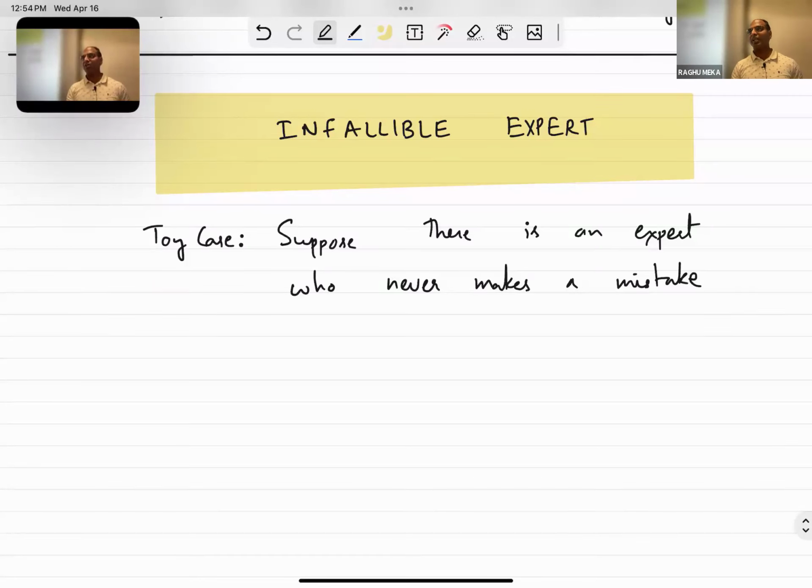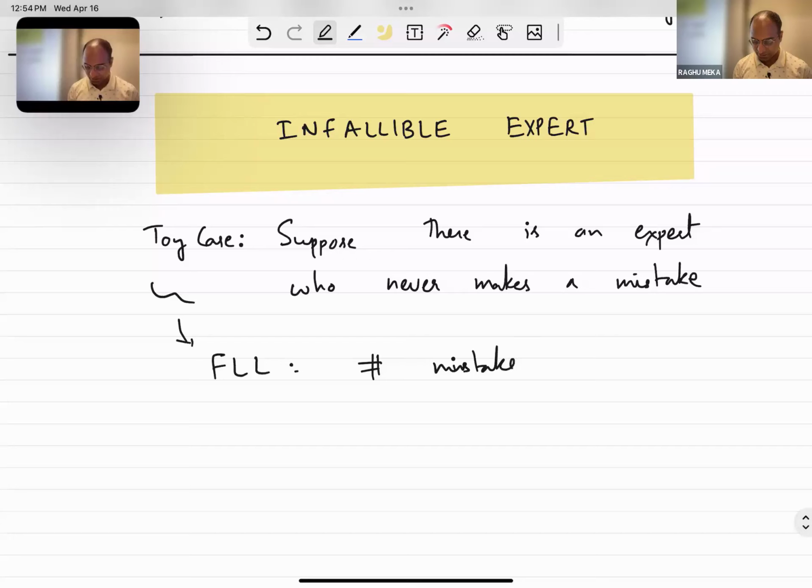If you use follow the leader, you would end up making D mistakes because until the last day, you wouldn't have zeroed in on the best expert, right? So even in this case, follow the leader can potentially have number of mistakes to be like D minus 1.